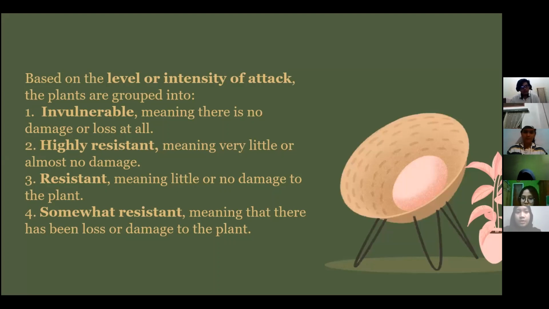Based on the level or intensity of attack, the plants are grouped into: one, invulnerable, meaning there is no damage or loss at all. Two, highly resistant, meaning very little or almost no damage. Three, resistant, meaning little or no damage to the plant. Four, somewhat resistant, meaning that there has been loss or damage to a point.